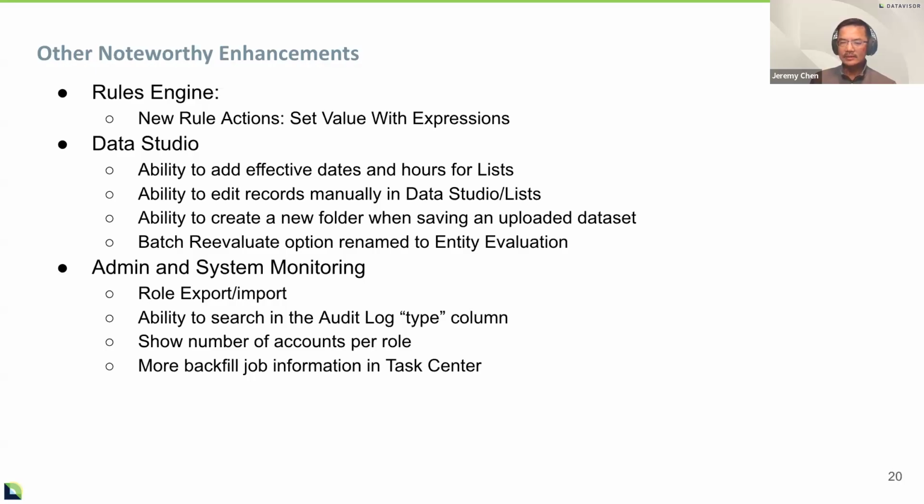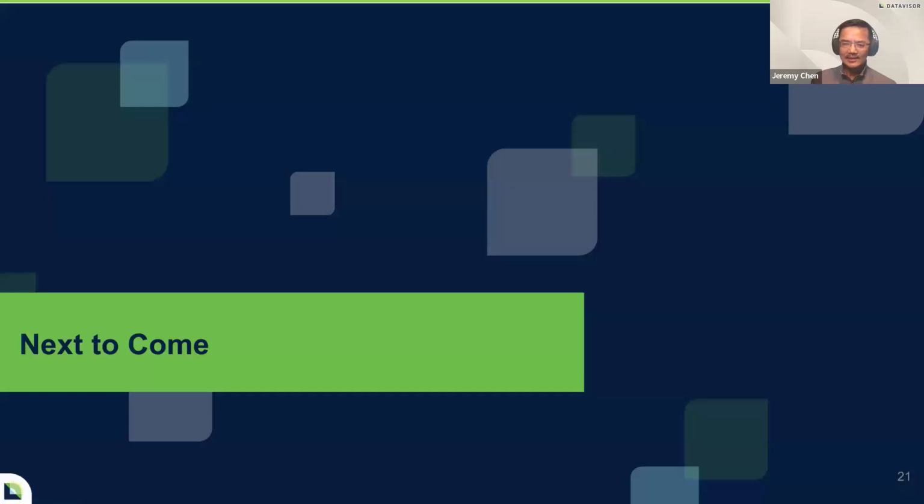And lastly, when you are in the task center, if you look at the backfill jobs, now you have more information on those jobs. For example, the number of records that were used to backfill the features, as well as the time it took to complete those jobs. Okay, so these are some of the noteworthy highlights.